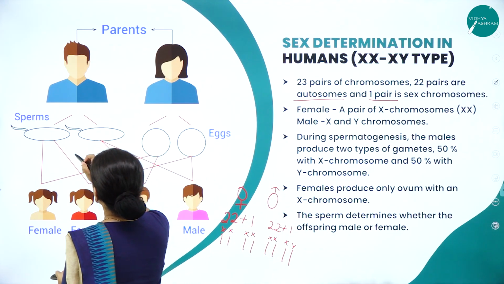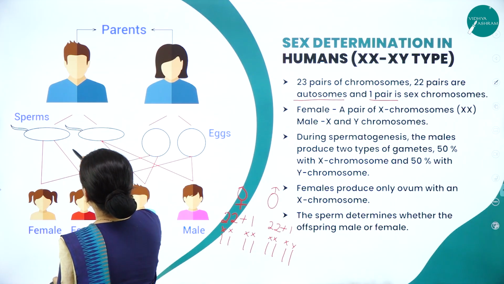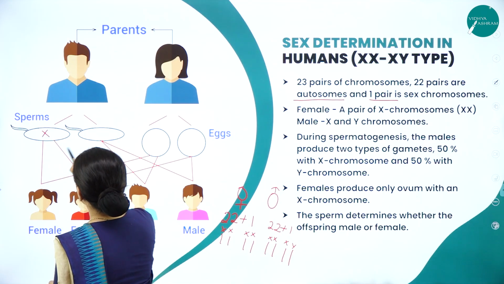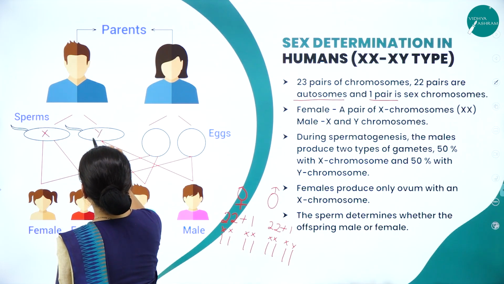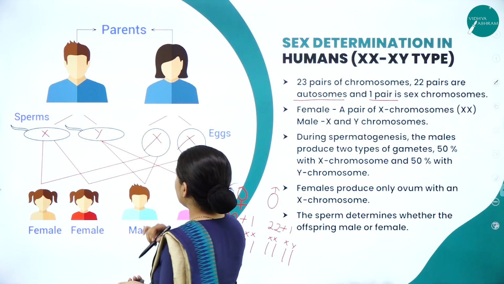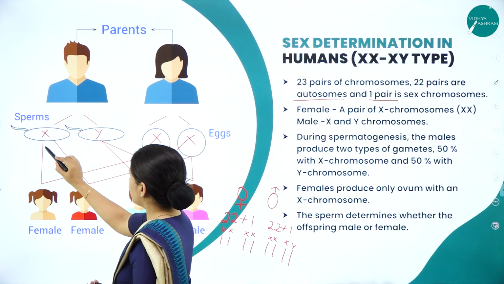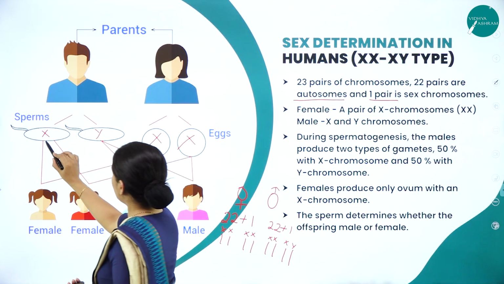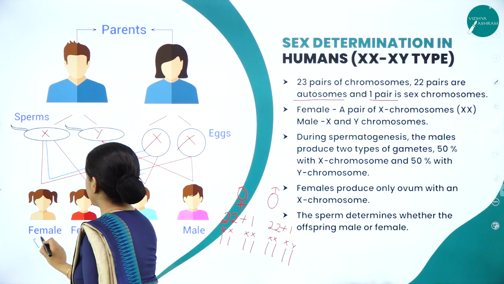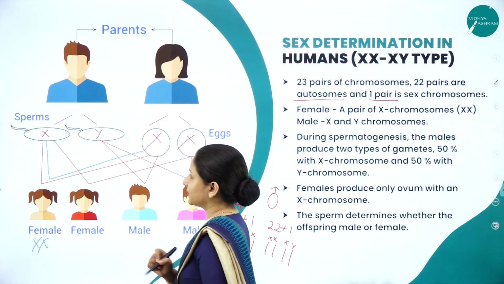So, we have the parents. This is the male. Male will have what? So, I have taken, they will produce what? Gametes with X chromosome and Y chromosome. Females will produce gametes with X chromosome and only X chromosome. Now, crossing over, what is it? So, this one we are crossing with this XX. So, therefore, it became a female XX.